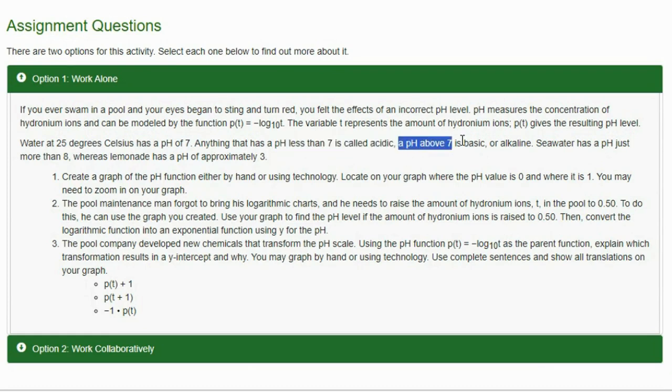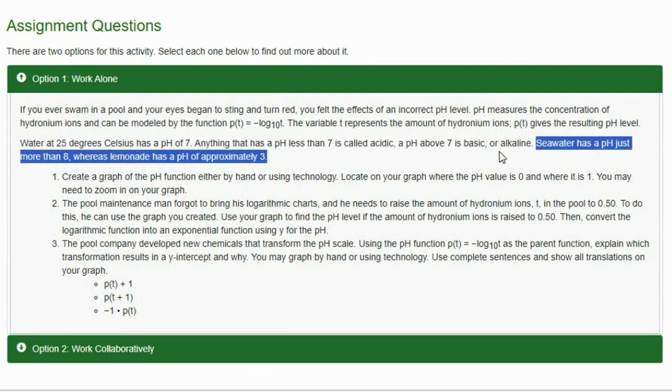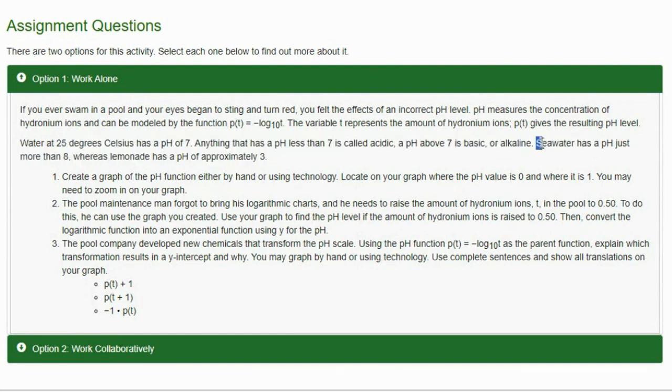A pH above 7 is called basic or alkaline, right? It's non-acidic. Seawater is basic because salt cancels out acid. It has a pH of more than 8, so it's higher than the 7. Lemonade has a pH of about 3. Don't know how much lemon is in there, so that's why it makes your mouth pucker. It's very acidic. So here's what you're supposed to do.